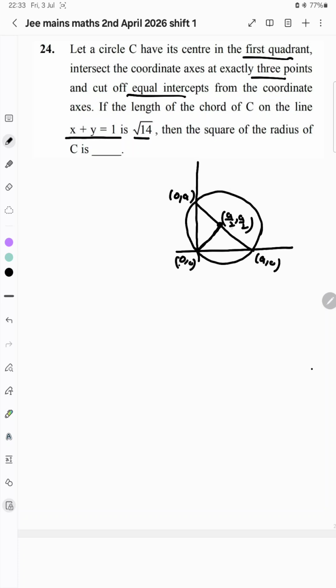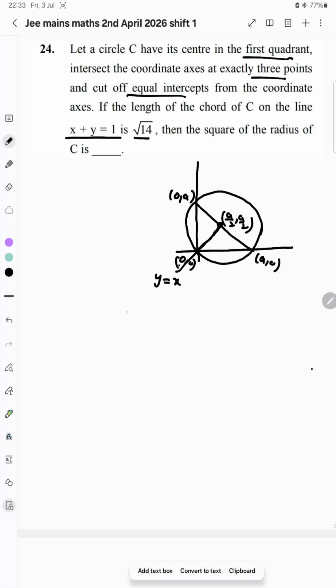The equation of this line, what form is it? The x coordinate and y coordinate are always equal at every point. So the line will be y is equal to x. So this is the line y is equal to x. Fine. Now they also gave x plus y is equal to 1. It is one of the chords, and the length is root 14, they mentioned.